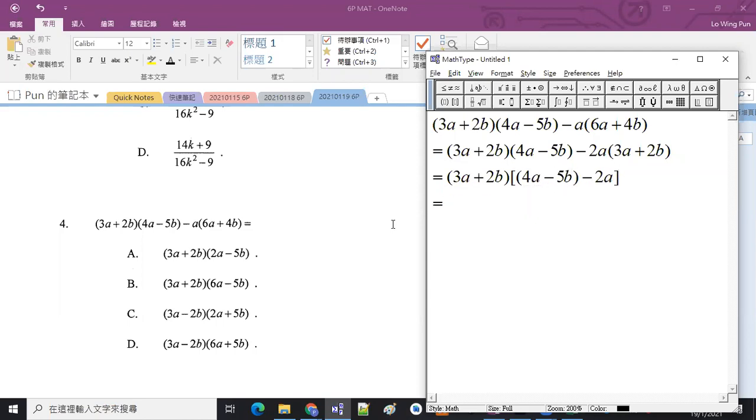Okay, and then you can see that there are like terms in the second bracket. Okay, so that should be 4a minus 5b minus 2a. The 4a minus 2a can be calculated. So it should be just 2a and then minus 5b. Okay, and that is the answer. So can you see that? The answer is option A.